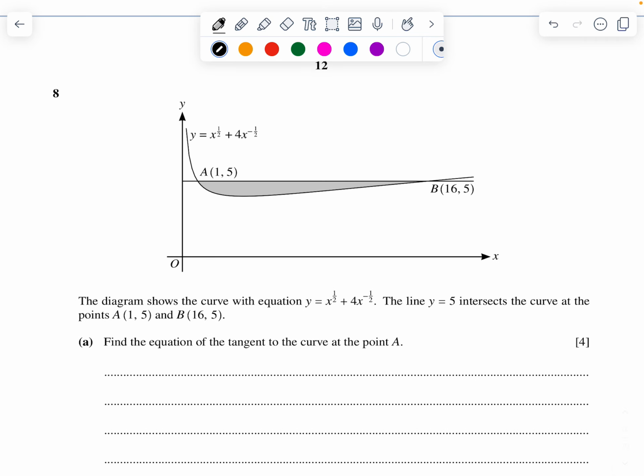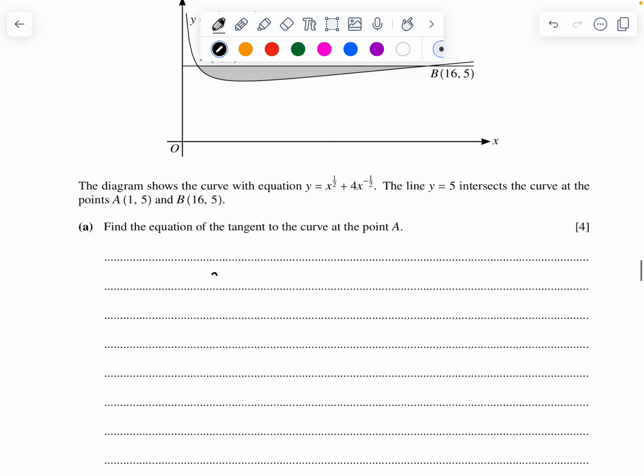Question number 8. The diagram shows the curve with the equation y equals x to the power half plus 4x to the power minus half. The line y equals 5 intersects the curve at points A (1, 5) and B (16, 5). Find the equation of the tangent to the curve at A. So first of all, tangent means I will find dy by dx. So it becomes half x to the power of negative half plus 4 times negative half x to the power of negative half minus 1.